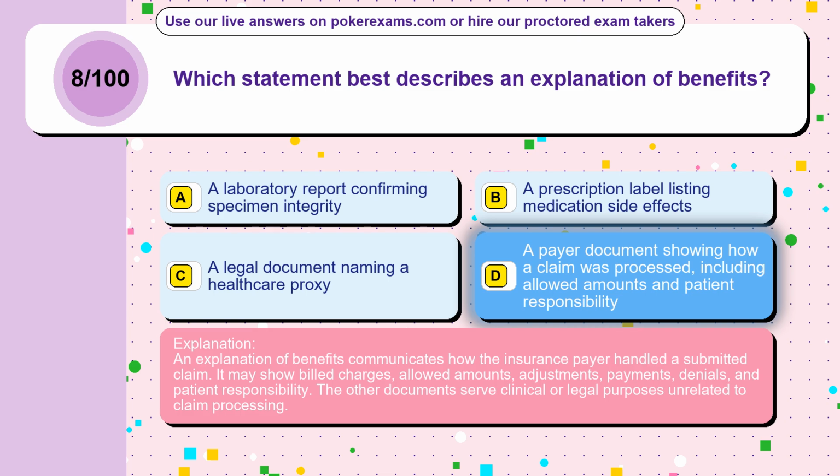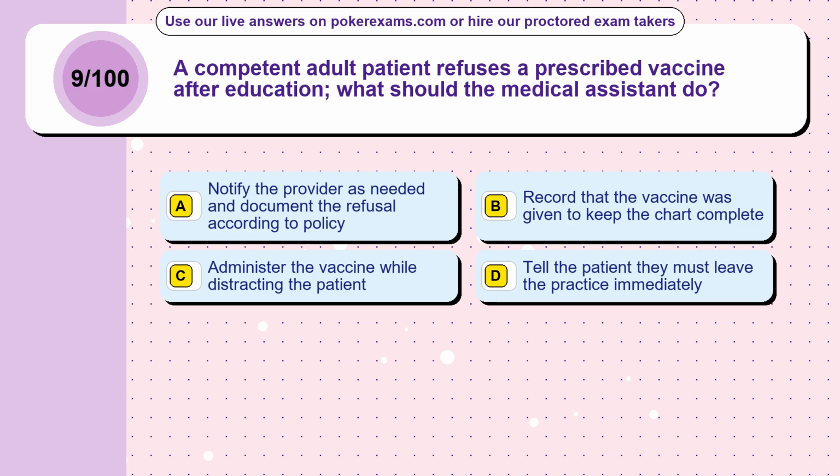An explanation of benefits communicates how the insurance payer handled a submitted claim. It may show billed charges, allowed amounts, adjustments, payments, denials, and patient responsibility. The other documents serve clinical or legal purposes unrelated to claim processing. Question 9. A competent adult patient refuses a prescribed vaccine after education. What should the medical assistant do?